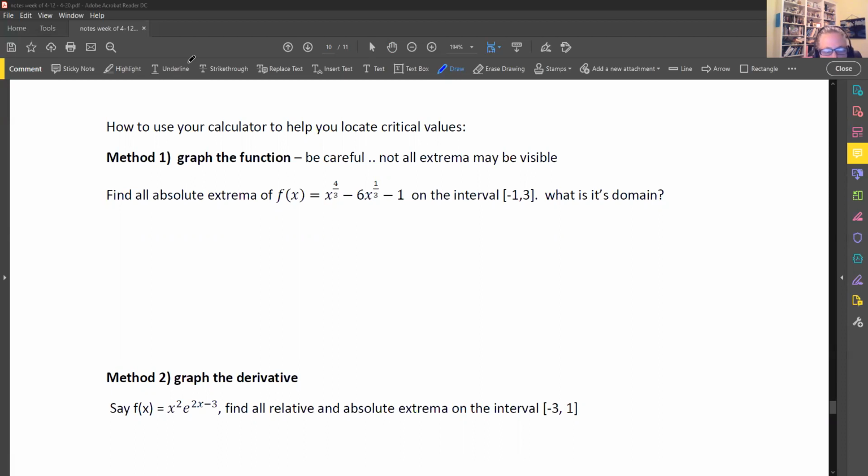Now you do have to be a little careful with this, right? Because we showed you that one example earlier where it didn't look like there was a maximum, but it was there. It was just really, really, really small.